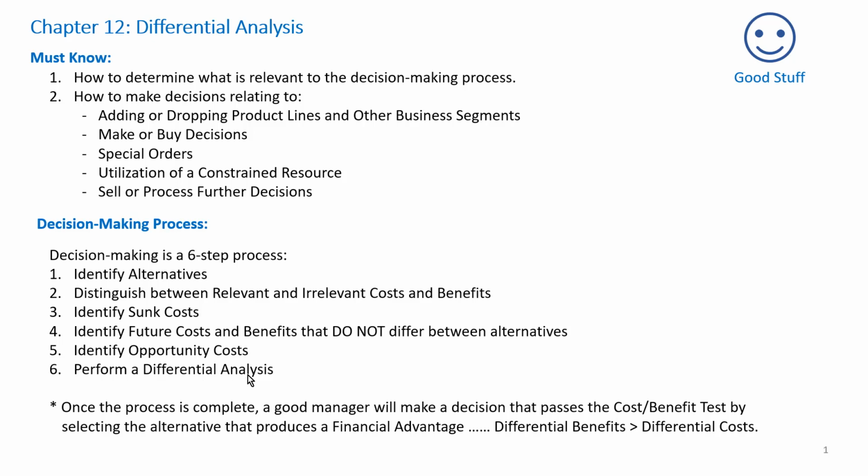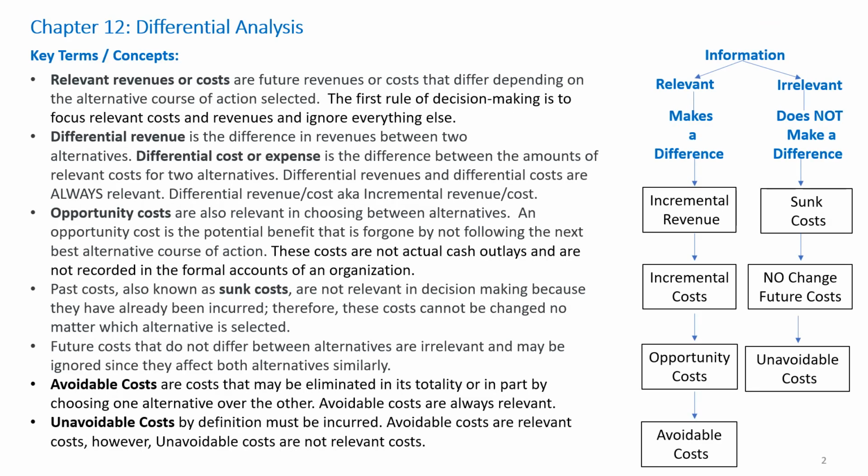Once the process is complete, a good manager will make a decision that passes the cost-benefit test. That is, they'll select the alternative that produces a financial advantage. Financial advantage is a decision where the differential benefits exceed the differential cost, and as a result, create value for the company itself. The first rule of decision making is to focus on relevant costs and revenues and ignore everything else.